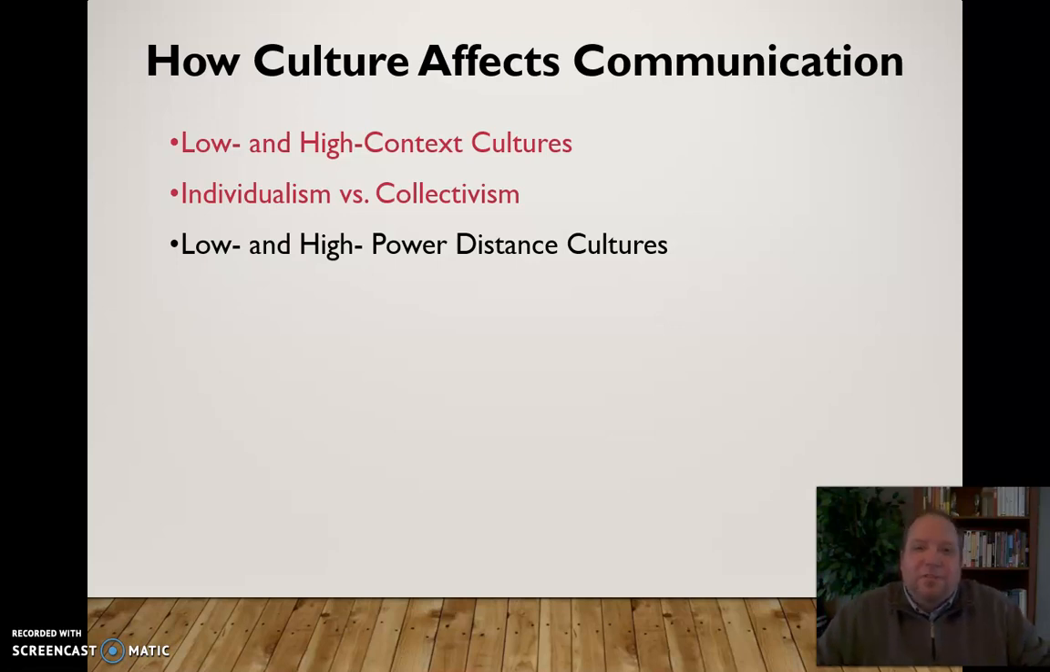Low and high power distance cultures: what's the separation between the classes? What's the separation in terms of formality between supervisor and supervisee, things like that. So you have differences there around the world. Different cultures accept uncertainty better than others, or worse than others. Some cultures are okay with ambiguity. Other cultures, like the United States, we're not so great at that. We don't want ambiguity. We want facts. We want straightforward. We don't want beating around the bush.